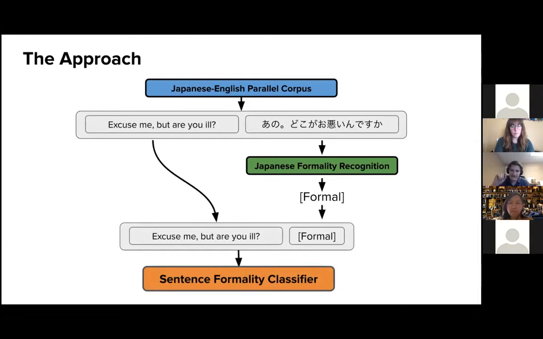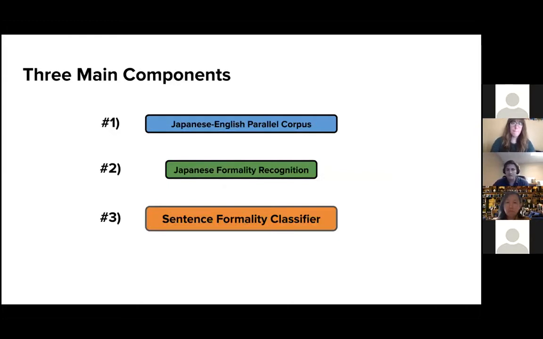Importantly, these labels come from the Japanese registers. And the Japanese registers denote the speaker relationship. Right? You use formal speech with someone who's of higher status. So this should be agnostic to the sort of issues that happened in the previous work. Okay, so in order to do this, we need three main components. We need the parallel corpus, of course. We need a good formality recognition machine, and then we need an algorithm to classify.